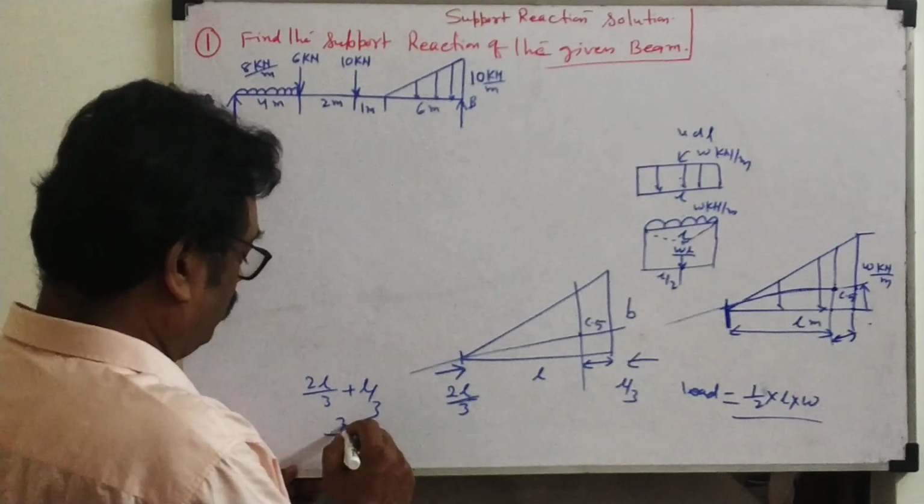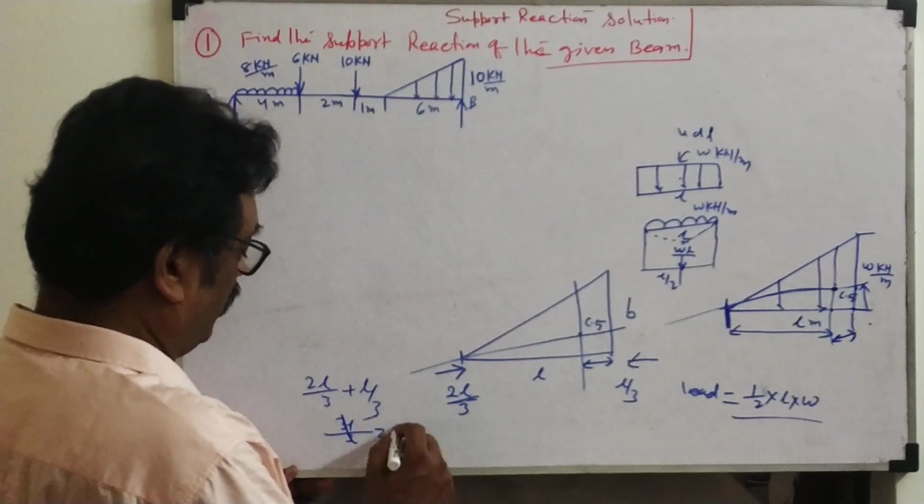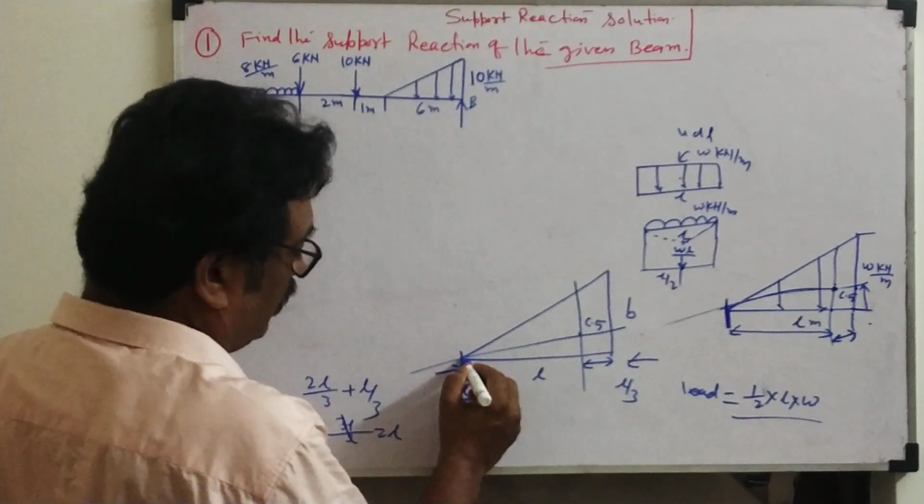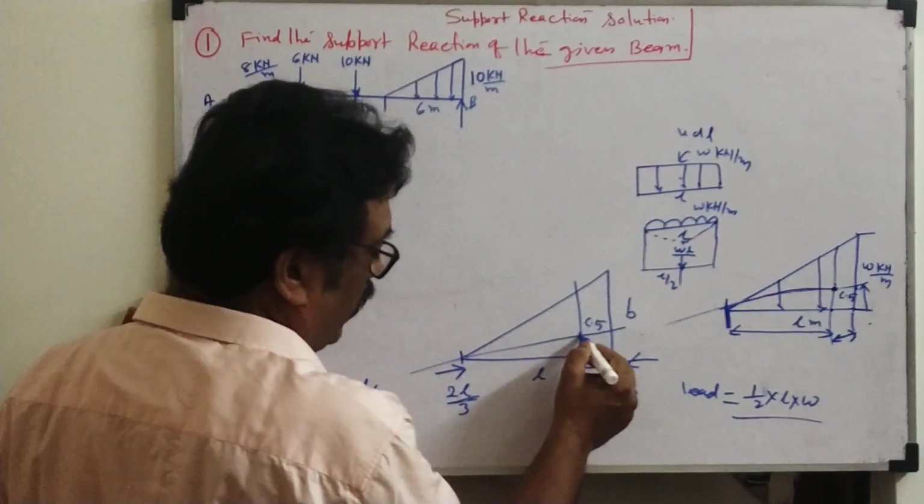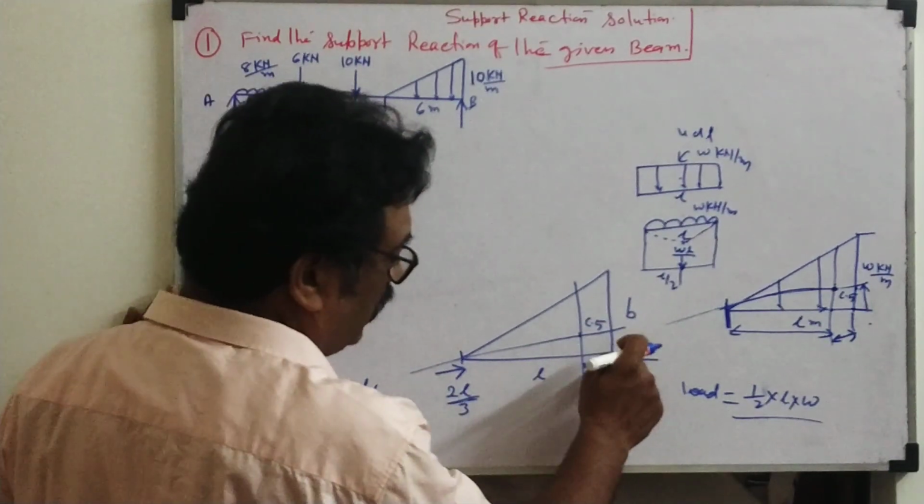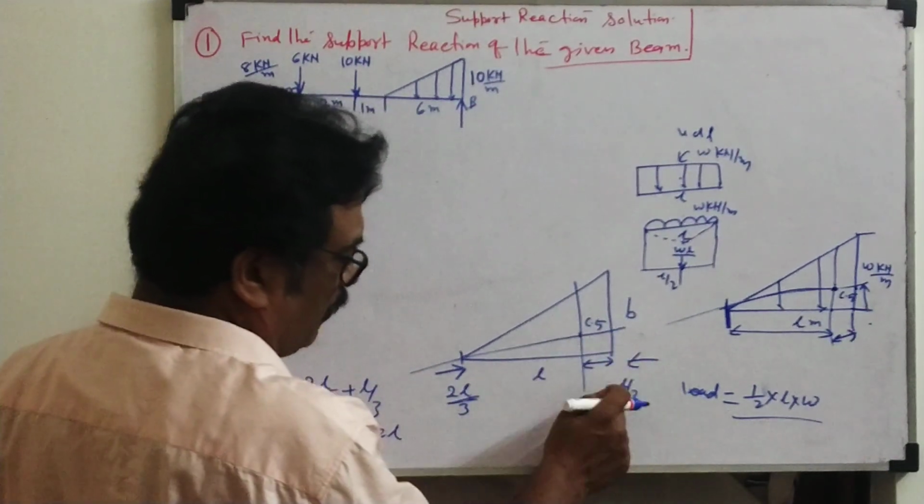3L plus 3 is equal to L only. So the total distance is L only. That means if you are here and want to reach this point, you are traveling 2L by 3 meter. From this point, you are traveling L by 3.